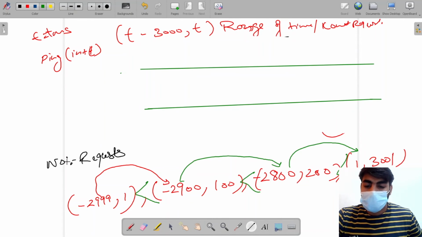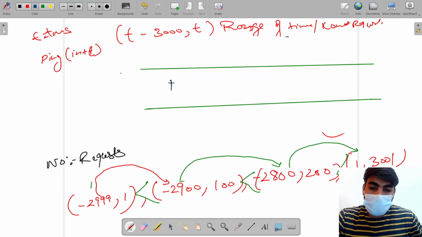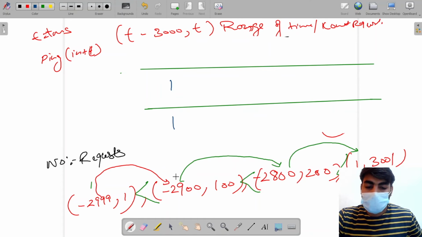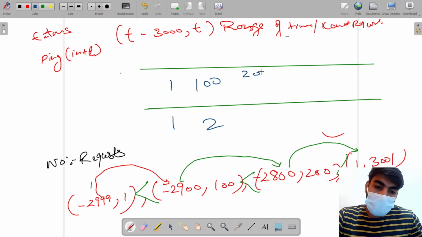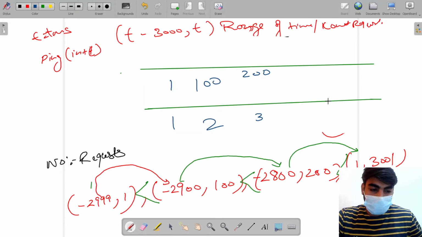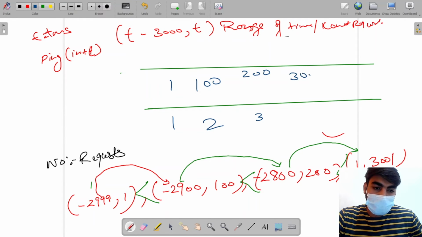So let's see. Firstly, we have 1. So for 1, we are adding 1 here, and for that one, how many requests do we have? 1. Then we have 100. So for 100, how many requests do we have? 2. Then we have 200. For 200, how many requests do we have? 3. Okay. Now we have 3001. I take 4 here instead of 1 so that you can easily understand.